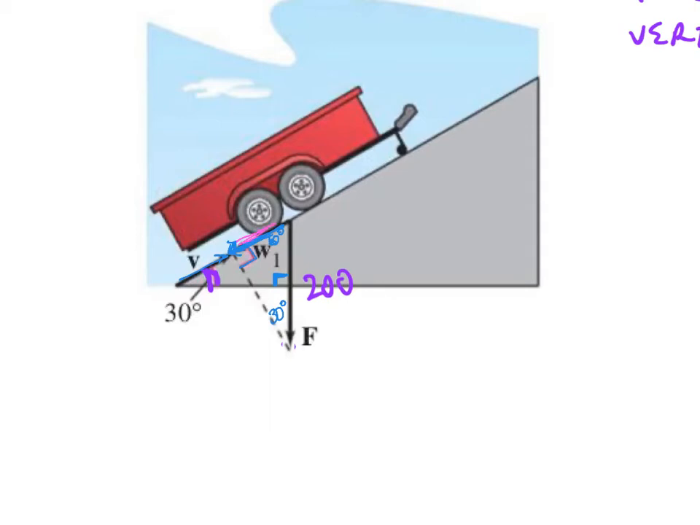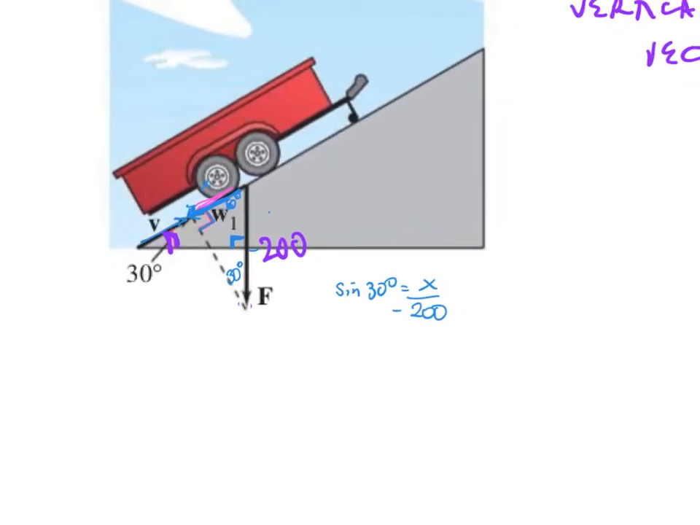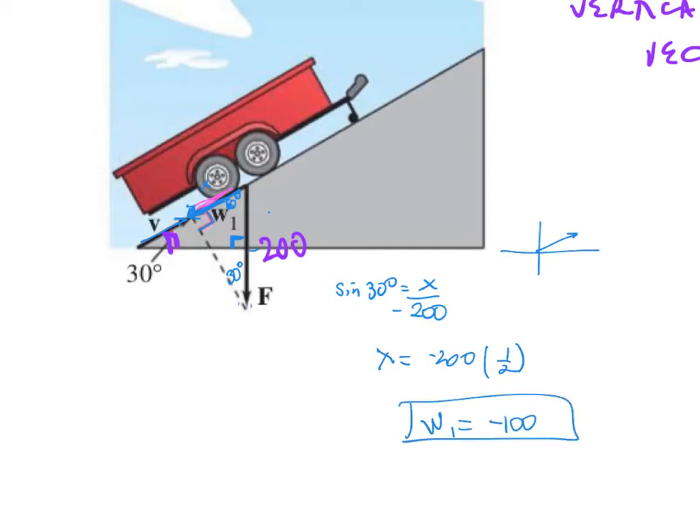Now what I'm trying to find again is this here. So what ratio can I write to solve this? We want to know this: this is our opposite over this is our hypotenuse. So we can use sine of 30 degrees equals x over 200, and actually that's a negative 200. Let's solve this way instead. That's a little bit nicer, and you get the same answer. So x equals negative 200 times sine of 30 degrees. Sine of 30 degrees is a half. So therefore W1 is negative 100. And that's how you want to solve this problem.